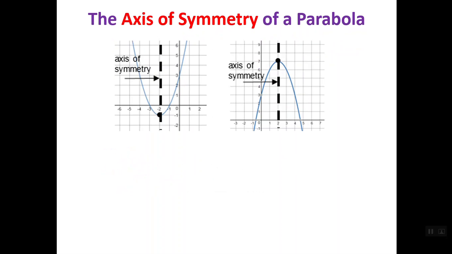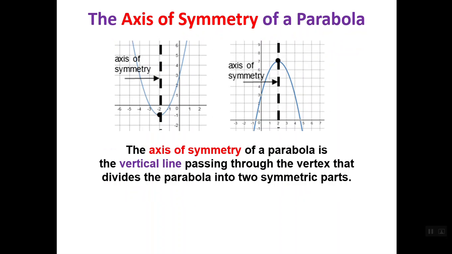There's something also called the axis of symmetry. It's not actually a part of the parabola, but it's the vertical line that passes through the vertex, and it divides the parabola into two symmetric parts. The axis of symmetry, as I said, is a vertical line, and the equation of a vertical line is going to be in the form of x equals some number. So if you take a look at the parabola on the left up there, the axis of symmetry is the vertical line with the equation x equals -2, because it's going through that vertex there that's at (-2, -1).